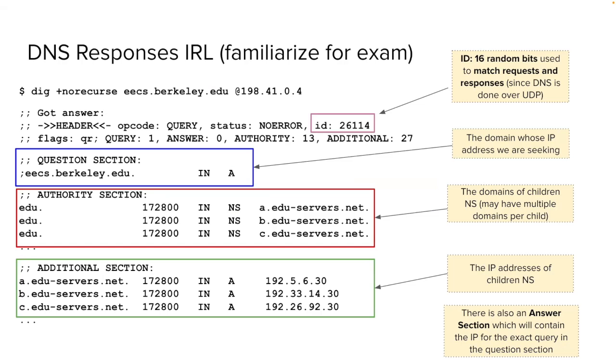You can do this on your local computer too, if you want to try it out. What you have is your question, x.berkeley.edu. It usually contains only one question, and it says, I want to know the IP of this domain. Then we also have the query's ID, which is a random 16 bits, since we're sending it over UDP. DNS is over UDP, by the way.